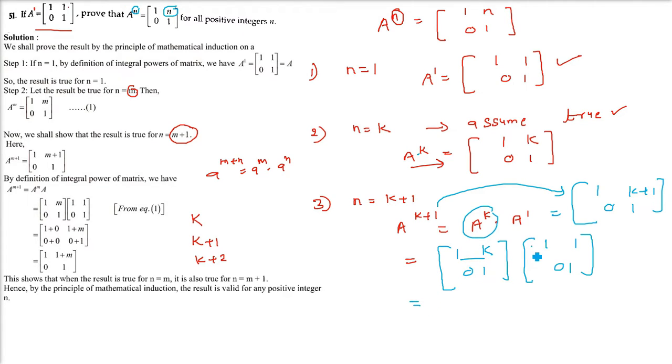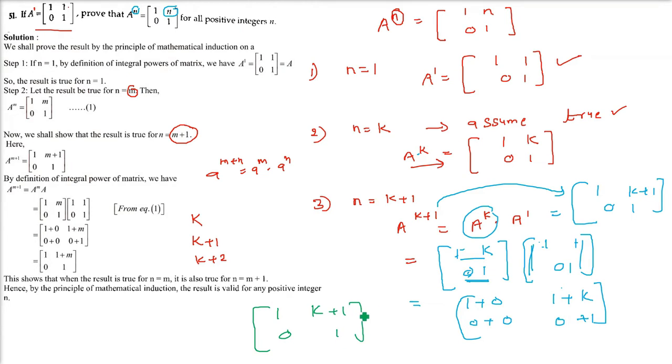So let us multiply this row with this column. 1 into 1 is 1, k into 0 is 0, so leave it. 1 into 0 plus k into 1 is k, that is 1 plus k. 0 into 1 is 0, and 1 into 0 is 0, so 0 plus 0 is 0. 0 into 1 is 0, and 1 into 1 is 1, so 0 plus 1. So finally, what we get is 1 plus k, or I can write it as k plus 1, 0 and 1.